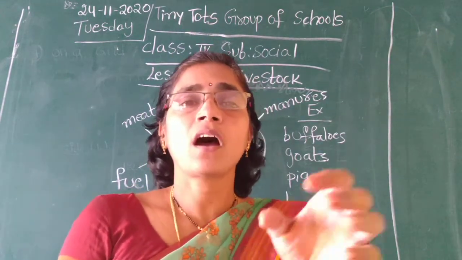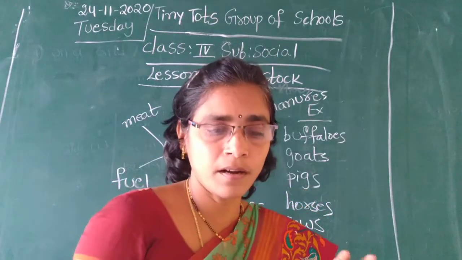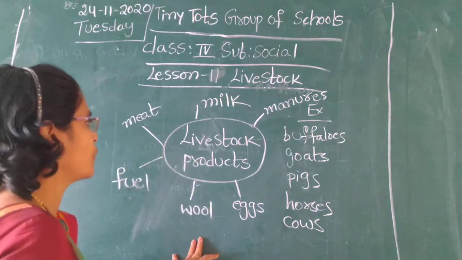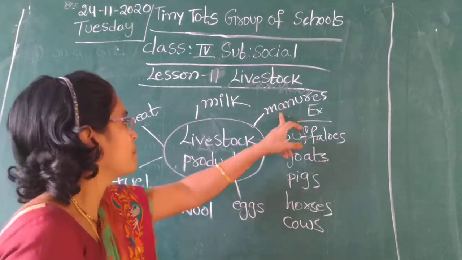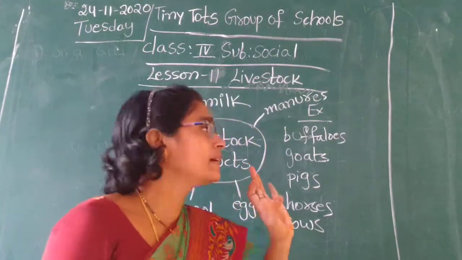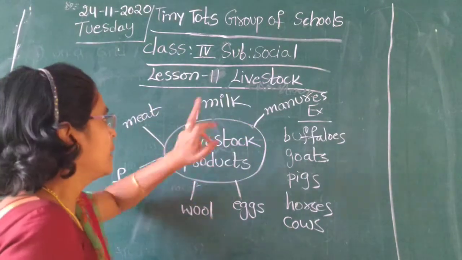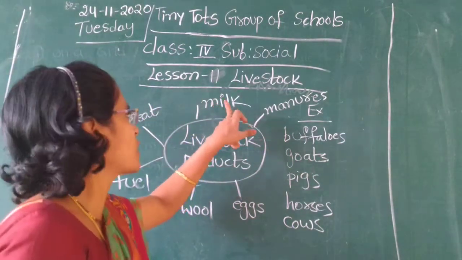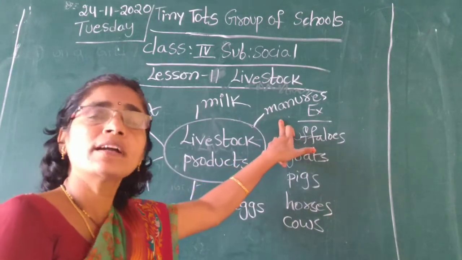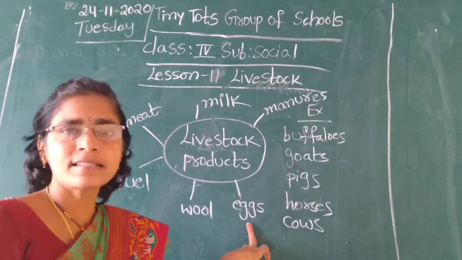Okay, children, I'll explain with the help of some examples. Write in your homework notebook the livestock products: manures, eggs, wool, fuel, meat and milk. Milk, we can get milk from cows, buffaloes and goats. We can get manures from cow dung and buffalo dung. We can get eggs from hens and ducks.